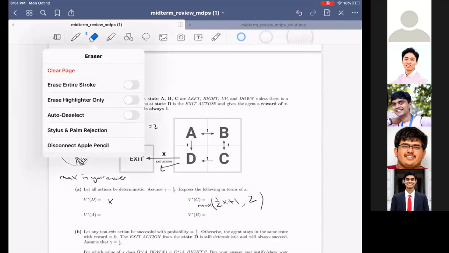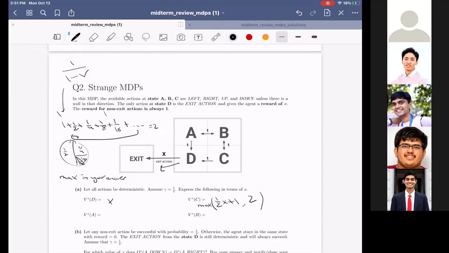Since we're only leaving it in terms of X. Okay, so now that we have V star of C, we can also use this reasoning to get the other ones. So you'll notice that A is basically symmetric to C. It's just right across, so it's going to end up having the same value. And you can just reason through the same way. You can say get a reward of 1 and then get a reward of 1/2 plus X times X. Or just do this infinite oscillation thing.